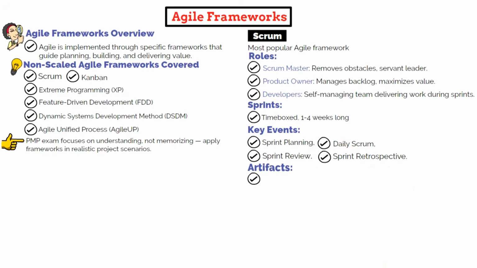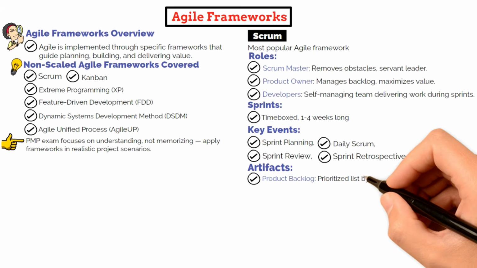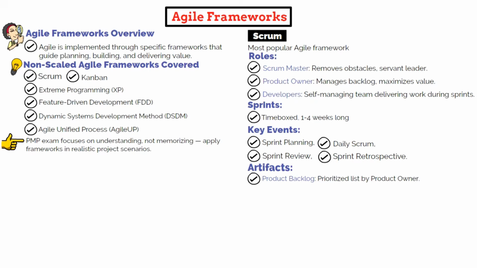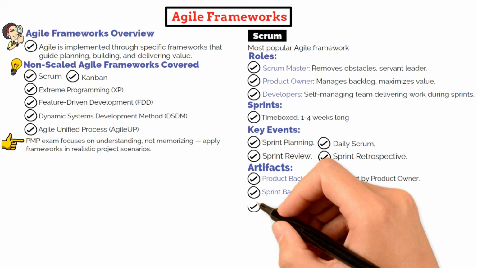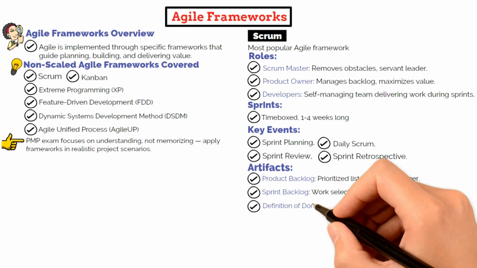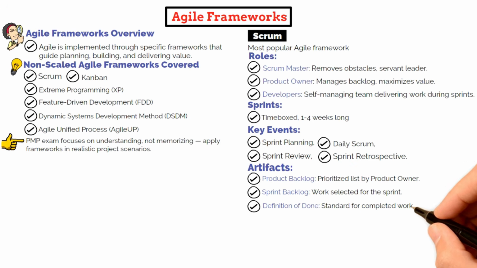The core artifacts are the product backlog, which holds all desired features prioritized by the product owner, and the sprint backlog, which contains the selected work for the current sprint. You'll also want to understand the definition of done, which sets the standard for when work is considered complete.